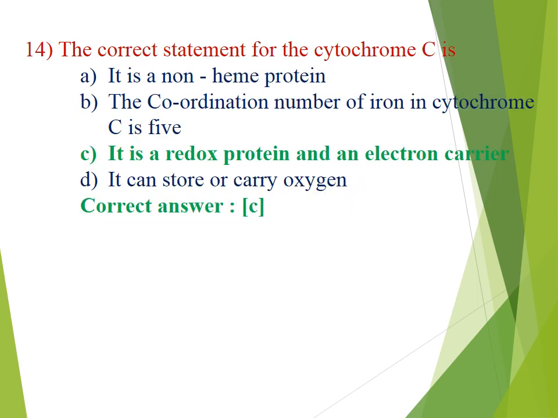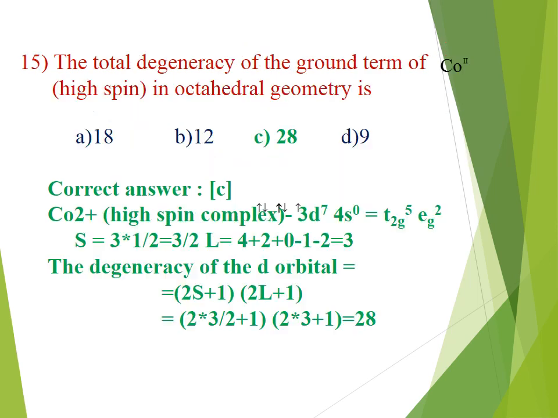Question number 14. The correct statement for cytochrome c is: here the answer option C is correct. It is a redox protein and an electron carrier. This is the correct answer. Option C is the correct answer for question 14.